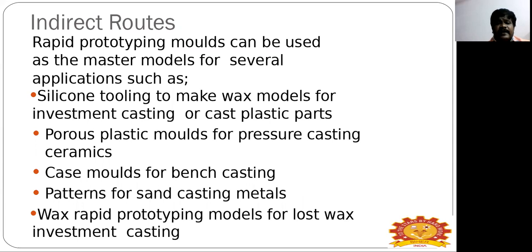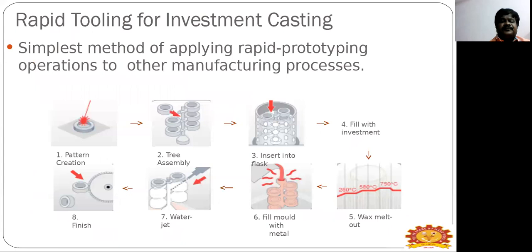For example, silicone tooling to make wax molds for investment casting, for casting plastic parts, for porous plastic molds, and for pressure casting ceramics. We can use the core molds for bench casting. We can use the patterns for sand casting metals. We can use the wax rapid prototyping models for the lost wax investment casting. So this is rapid tooling for investment casting, the simplest method of applying rapid prototyping operations to other manufacturing processes.